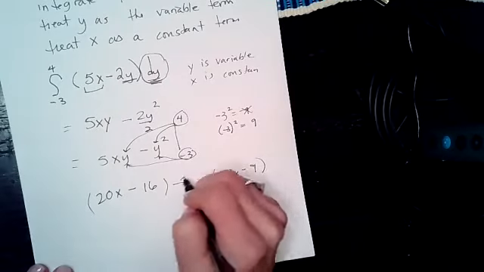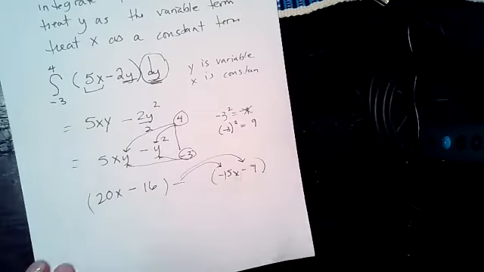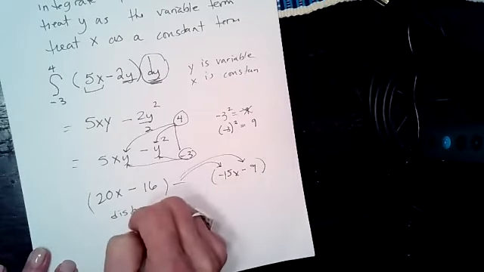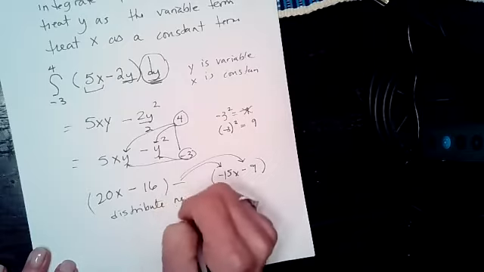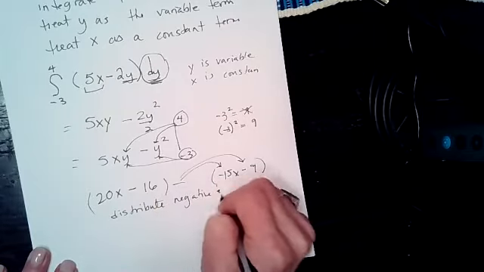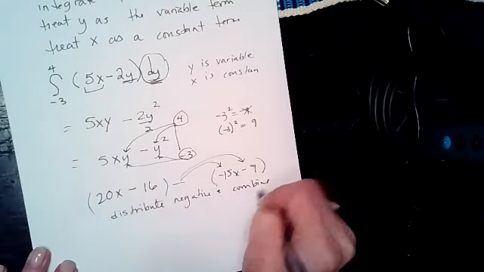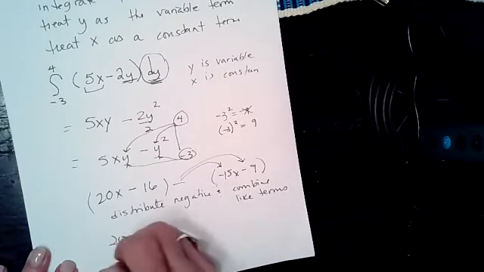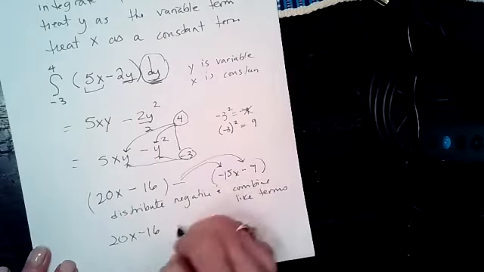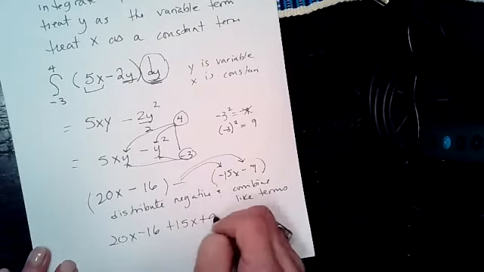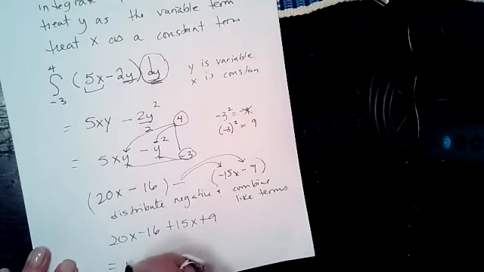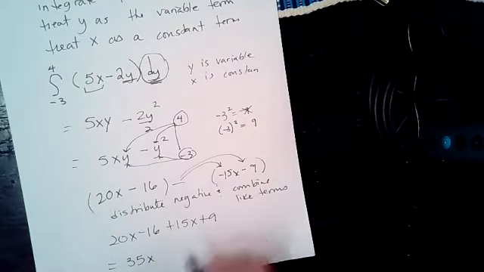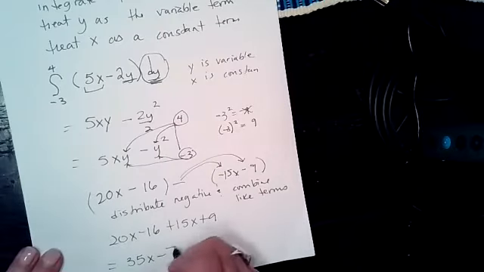Okay, so now, again, I distribute my negative and combine like terms. So 20x minus 16 remains the same. So it's plus 15x plus 9. So I end up with 35x and -16 plus 9. Y'all, I'm so sad. I know that -16 plus 9 is -7.